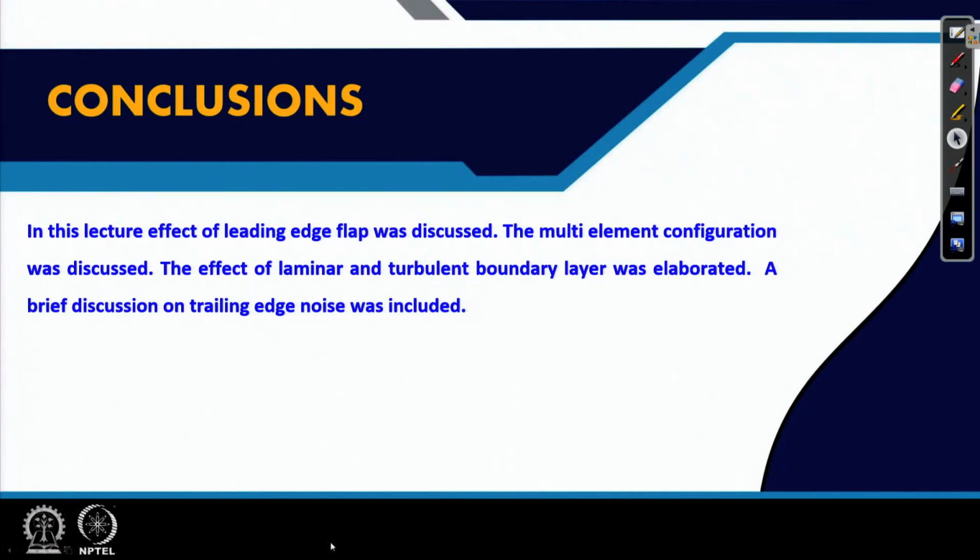So, in this lecture we discussed the leading edge flap, and then we talked about the single and the multi element configurations. The effect of laminar and turbulent boundary layer was elaborated both on streamlined as well as bluff geometries, and we did a simple calculation on a flat plate to demonstrate the difference in the CF, considering a completely laminar boundary layer and a completely turbulent boundary layer. And finally, we did a brief discussion on trailing edge noise and means of suppressing that, and how they are relevant in the context of airfoils and finite wings.